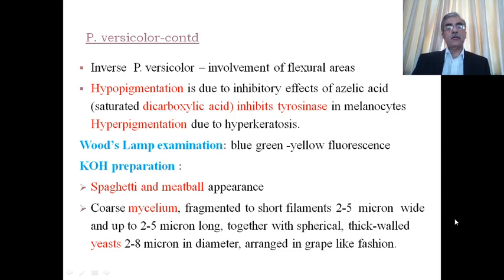When only the flexors are involved and no other area, the clinical picture is different, so it is known as inverse pityriasis versicolor. As we already discussed, there are two types of color. Hypopigmentation is because of the inhibitory effect of azelaic acid, which is secreted by the fungus. This acid inhibits tyrosinase in melanocytes, causing hypopigmentation of the skin, whereas hyperpigmentation is due to hyperkeratosis, that is thickening and scaling of the skin. In this we have bran-like fine scales over the lesions.